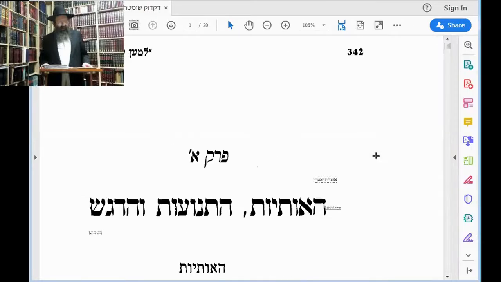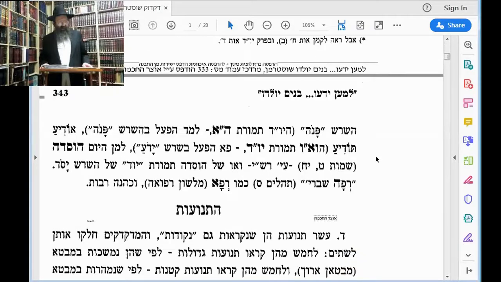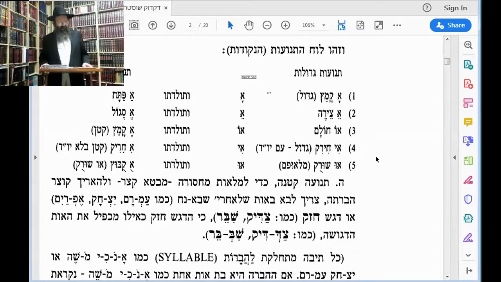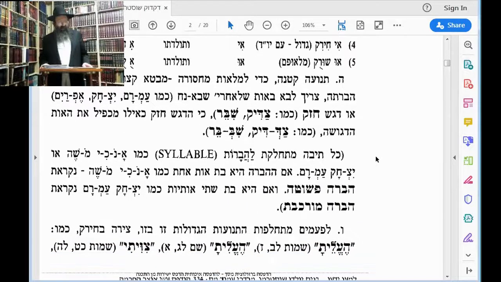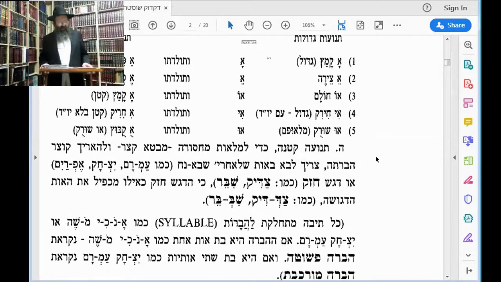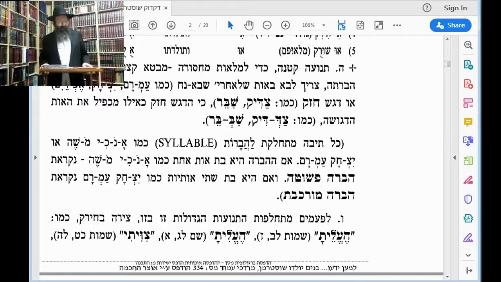Okay. Very good. So we went through last week, we spoke about the 22 letters and the Heimoitsois, how they divide into 5 groups. And then we spoke about the vowels and how the vowels are divided into 2 groups of major and minor, yeah? Atnuas Gdoilis, Atnuas Ktanos. So I think we're on for hey.